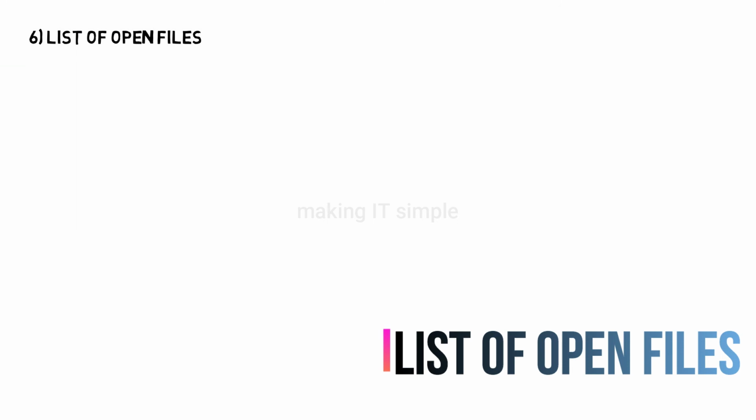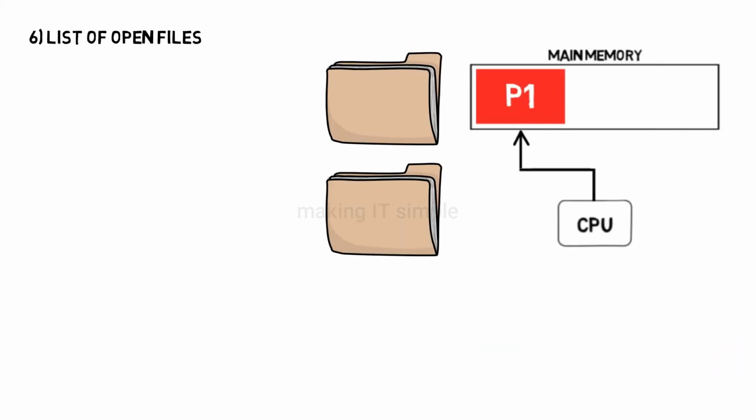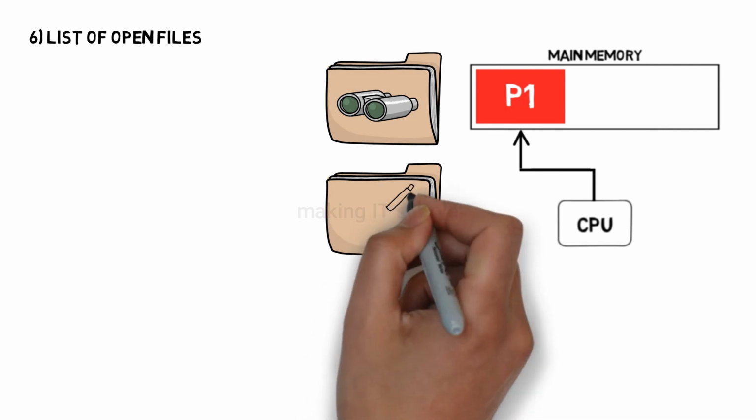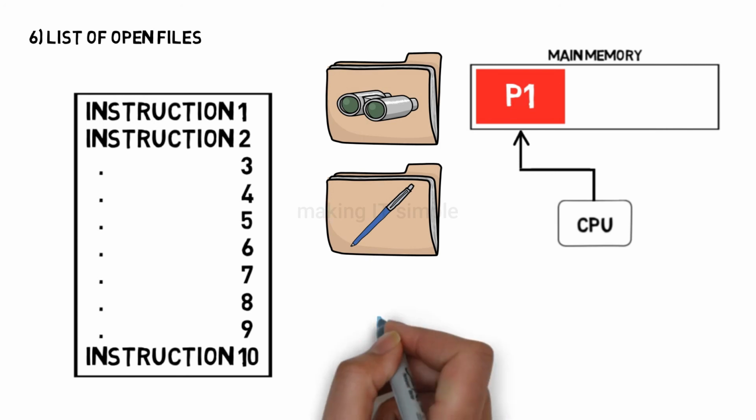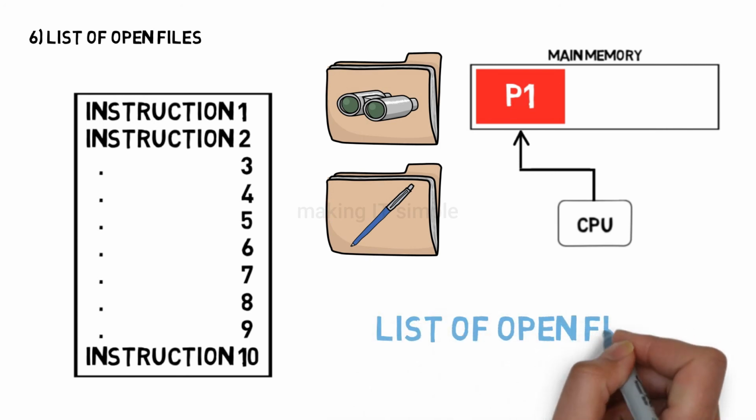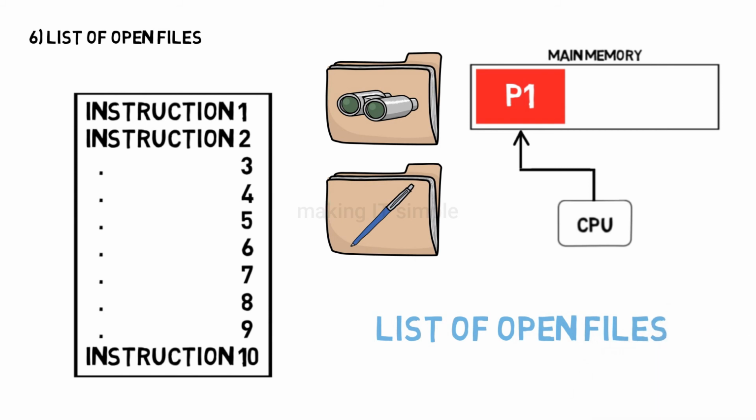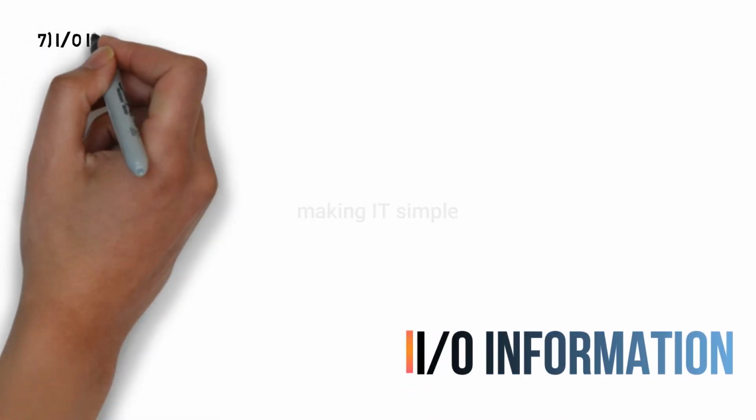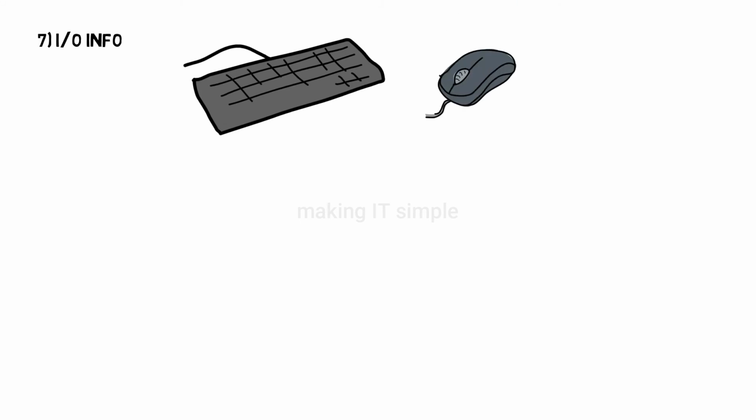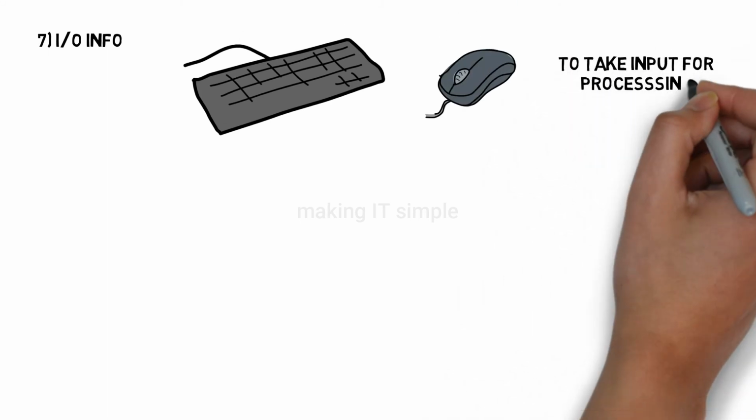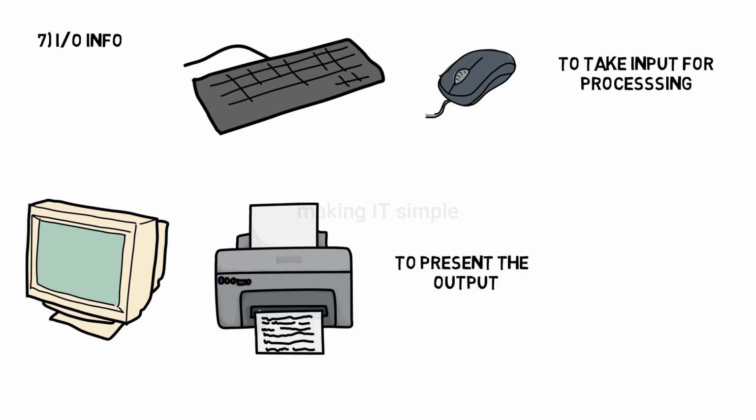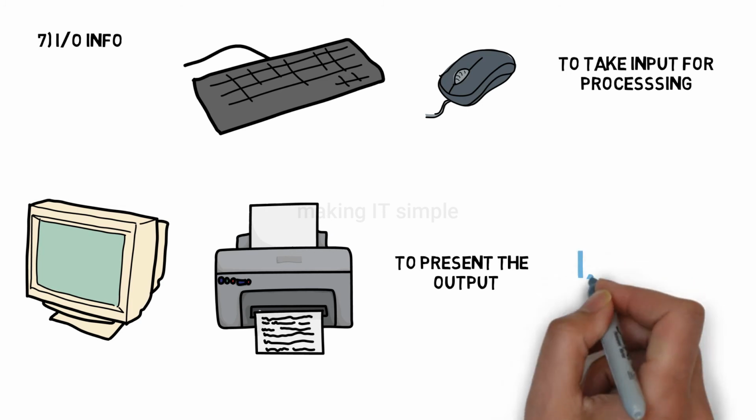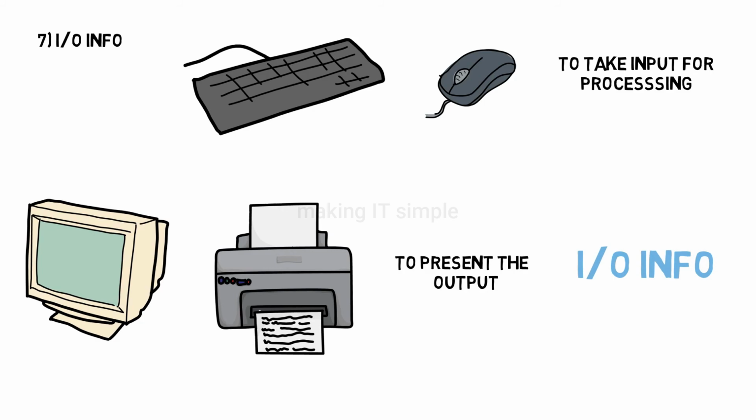Next is list of open files. While executing any process, it will read some files or write some files, as given in the instructions. So to keep track of which files have been opened during the execution of the process, the list of open files section is used, as if any file is not closed properly it may affect many things. Next is input-output information. Any process may require some input devices to take some input for processing, or output devices to present the output during or after the processing. This list of input and output devices required for the process is present in input-output information.